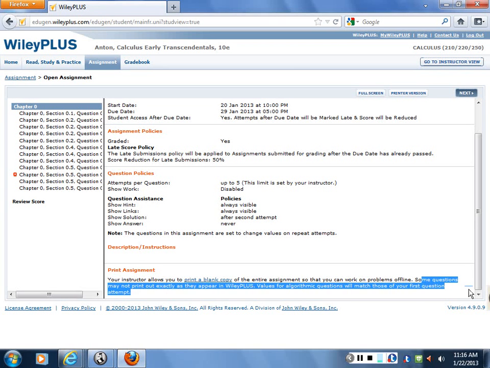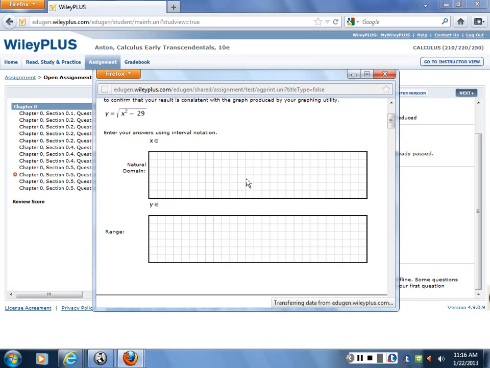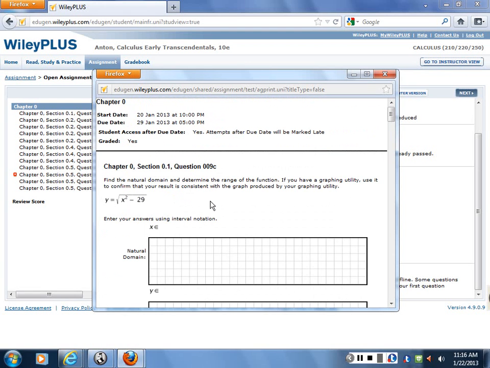Some questions may not be printed out exactly as they appear in WileyPLUS. Values for algorithmically generated questions will match those for your first question attempt. So you definitely can do that. You can print it, and it will look like this, and I'll give you that kind of blank. And so for your first attempt, it will be like that.